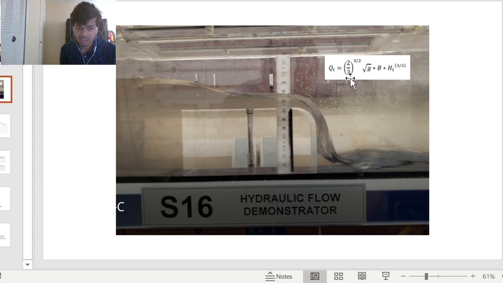So for the sharp crested and the broad crested weir, we have two different formulas, right? What I'm going to do is provide the data for the head and the corresponding time. Why do we need time? We have to calculate the actual discharge, which is volume divided by time. So I'll provide the volume and the time for your 5 observations. Then you can easily calculate your theoretical discharge and the actual discharge, and then you can compare. So let's see first what kind of data we need.